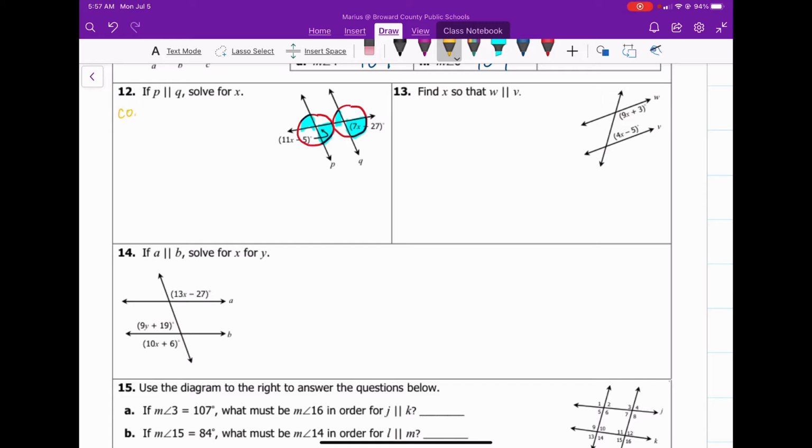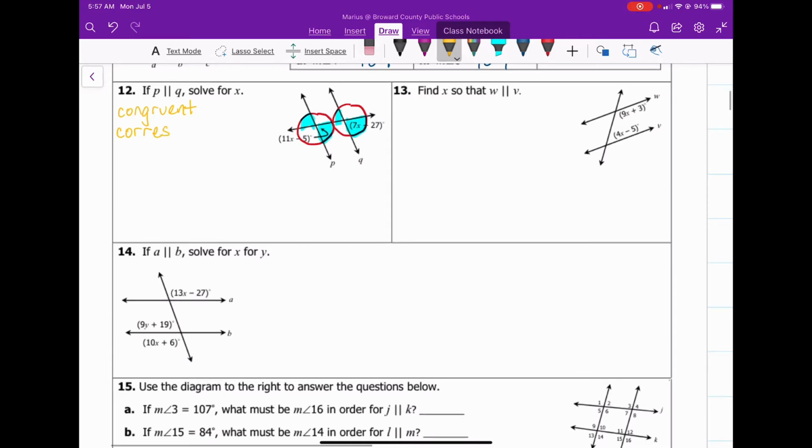They're congruent, and they have a more specific relationship. They are corresponding angles. 11x minus 5 and 7x minus 27 are in the same area of their respective circles, the bottom right-hand corner. So they're corresponding angles, and we already know that they're congruent. If they're congruent, we set them equal to each other: 11x minus 5 equals 7x minus 27. And then we solve for x.